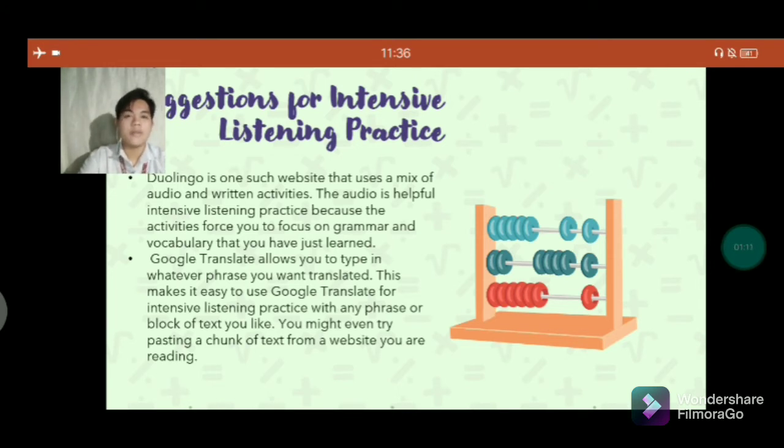And some of the members of these groups are encouraging us to use this application, Duolingo, because it will help us a lot. It will help you a lot if you want to study a foreign language or your target language. And it will train you through the written activities and the audio activities.